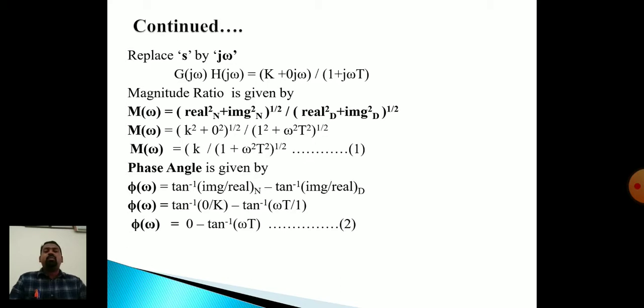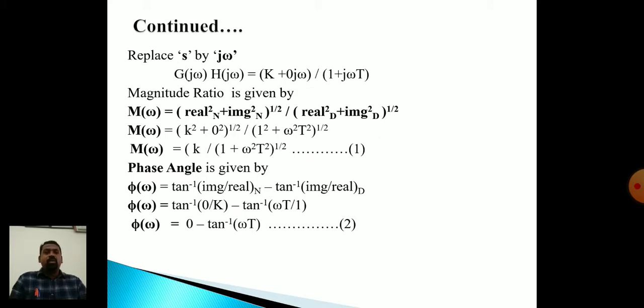The K term is a constant term, so you can write it as real part plus imaginary part: K plus 0 j omega. 0 into j omega is 0, so only K remains in the numerator. The whole is divided by 1 plus, instead of s you replace j omega, so 1 plus j omega T. That is the second step.